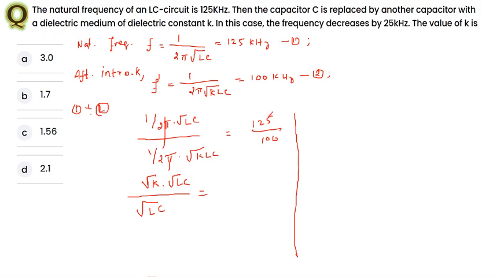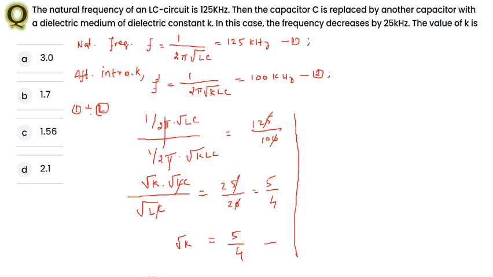Cancel this one by the fifth table. This is 25 times, and this one here is 20. Again you can cancel it by the fifth table. So what you have here is 5 divided by 4. This will be cancelled, so root K will be equal to 5 by 4.